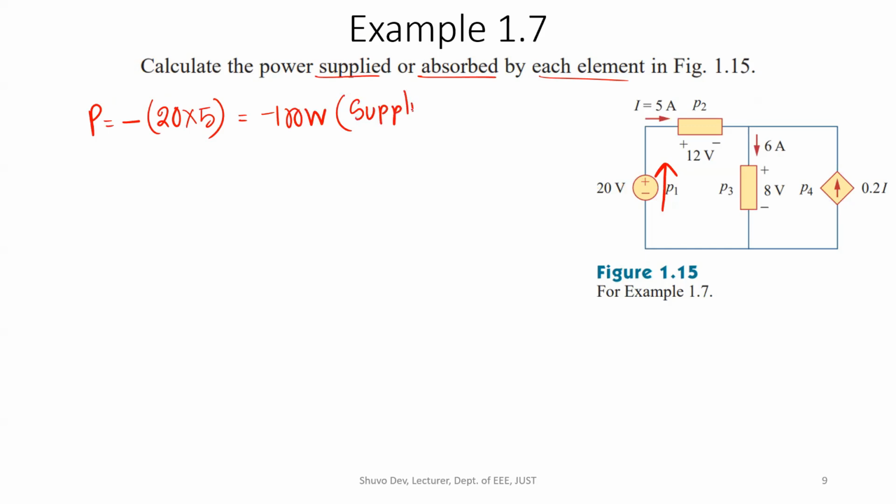This is power supplied. Now for the second, this P2, which is some sort of resistor or load. You can see this is a resistor. So this current of 5 ampere is entering the positive terminal. If it enters the positive terminal, what will be the sign? The sign will be positive. Voltage is 12 volt and current is 5 ampere. So this will be positive 60 watt, and this will be absorbed power.